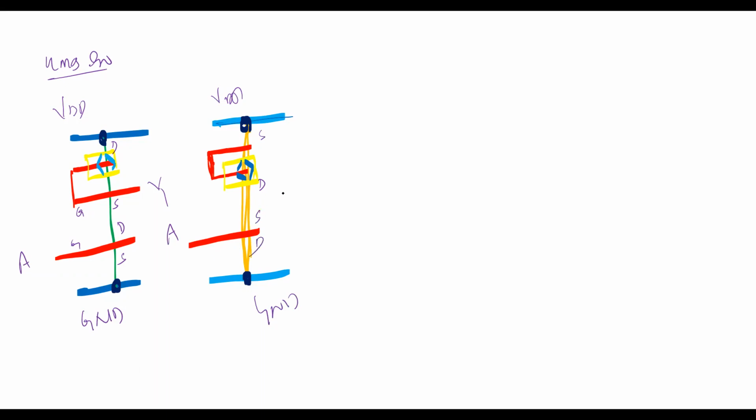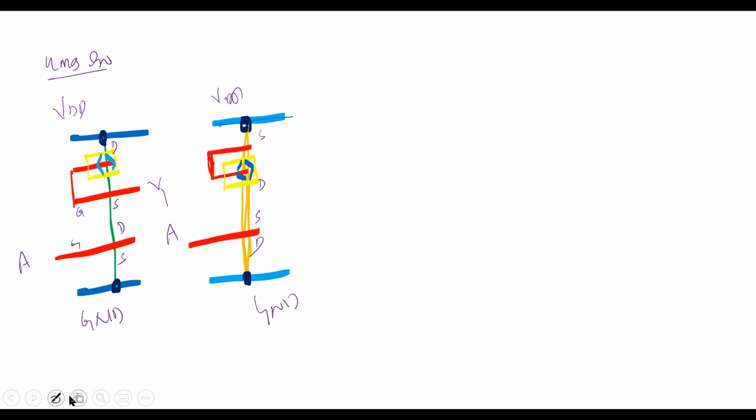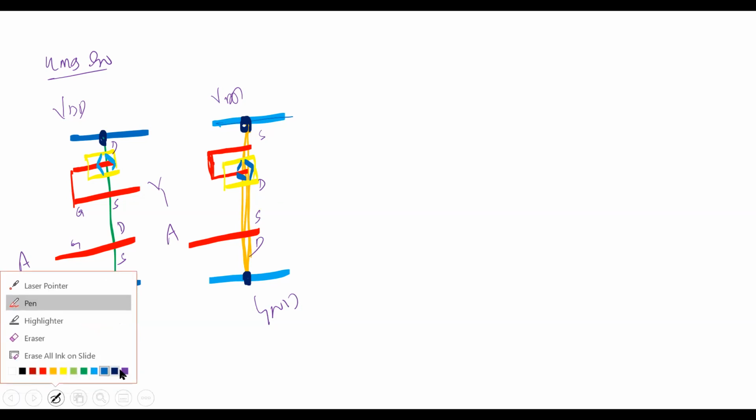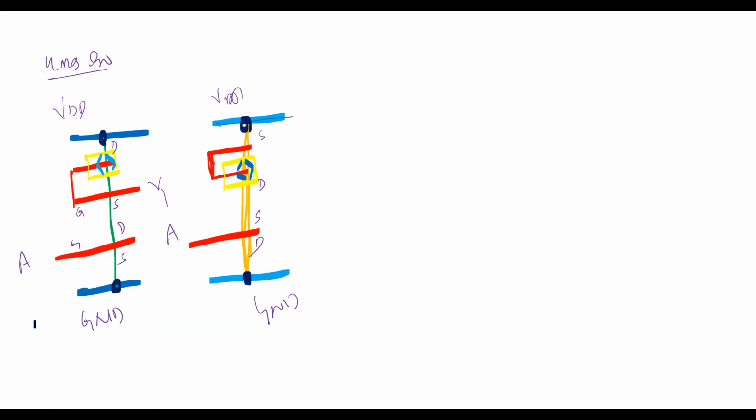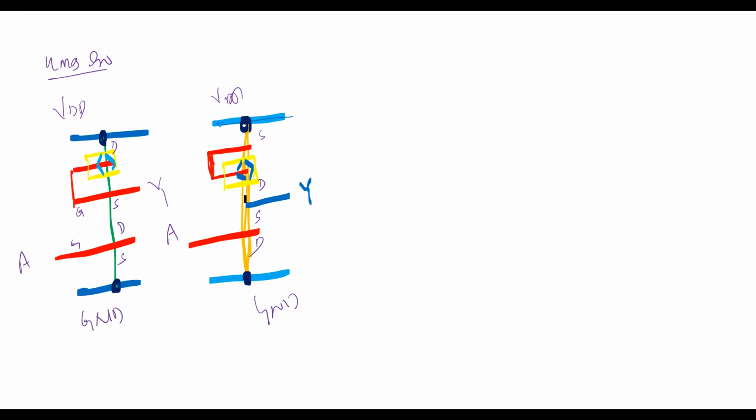And you can take the output here. Output is taken here. You can take any metal, or you can extract any metal. You can better take the metal. This metal is the output line. So we need the contact, every contact between the metal and the P diffusion.